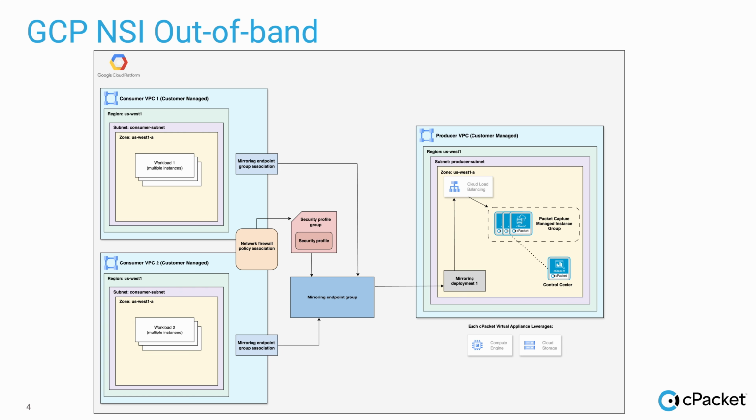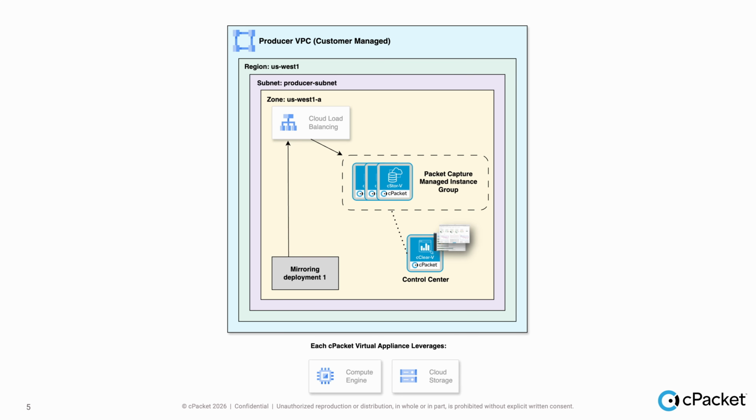Here I'll zoom into the right-hand side of the diagram where we have our cPacket estate in the producer VPC. Starting with the mirroring deployment at the bottom, the packet mirroring service from NSI is enabled and pointed to the cloud load balancer sitting at the top of the diagram.